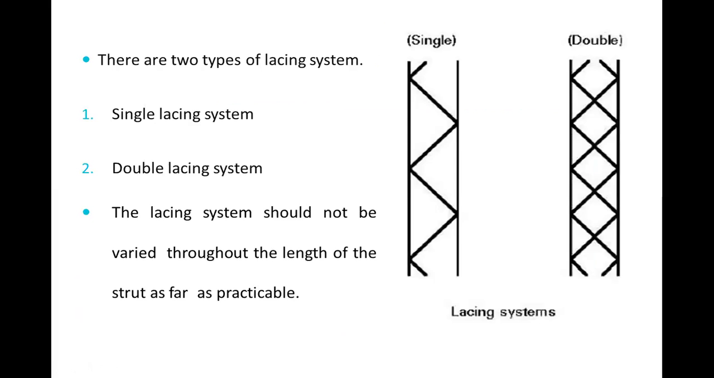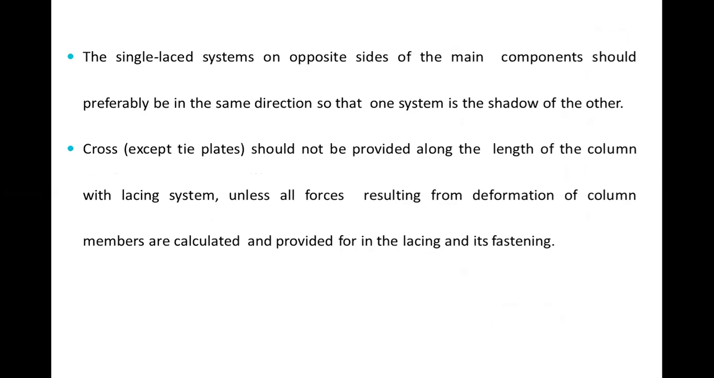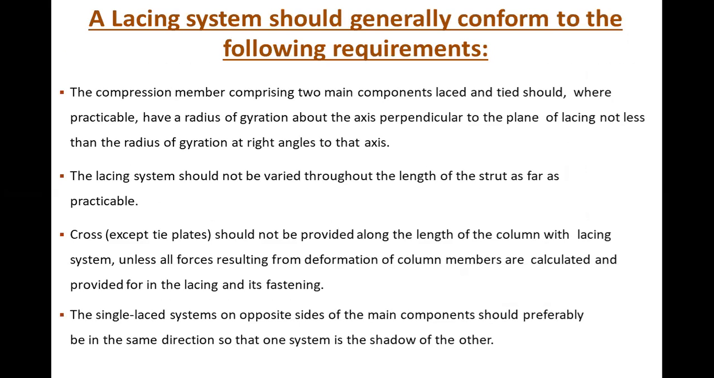There are two types of lacing system. As shown in the figure, one is a single lacing system, and in the second figure, a double lacing system is provided. Basically, the lacing system should not be varied throughout the length of the strut as far as practical, right? Single lacing systems on opposite sides of the main component should preferably be in the same direction, so that one system is the shadow of the other. Cross or similar type plates should not be provided along the length of the column with lacing systems unless all the forces resulting from deformation of column members are calculated and provided for in the lacing and its fastening, right? So a lacing system should generally conform to the following requirements.